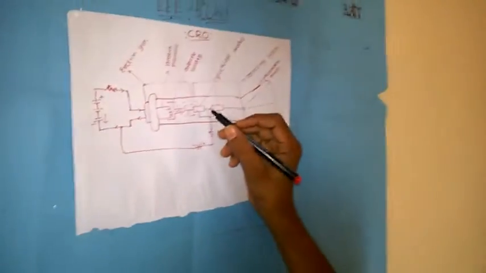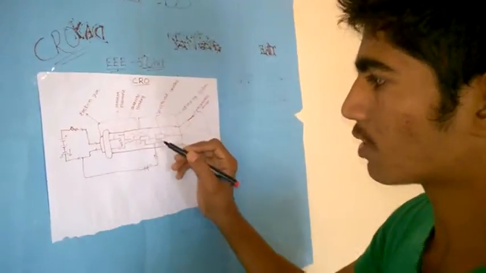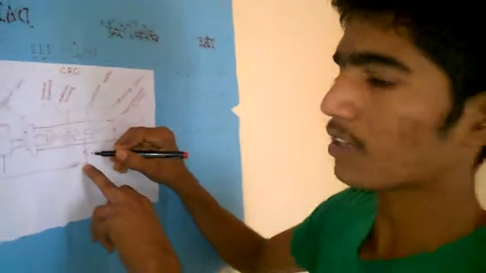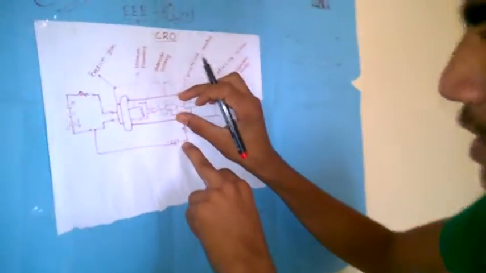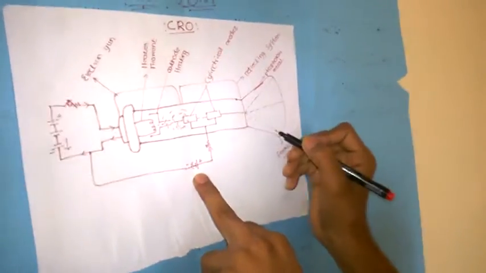And this anode, we all know the anode has a positive charge. These electrons get attracted by the anodes, and these anodes we are connecting to the high tension battery. It's nothing but high voltage. This high voltage helps to accelerate the electrons with high speed towards the fluorescent screen.